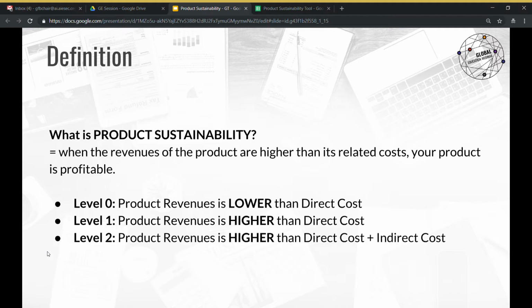So it basically means that level 0 means revenues are lower than direct costs, meaning creating a loss. Product revenues are higher than direct costs if it's level 1, and level 2 if the revenues are higher than direct costs plus indirect costs.